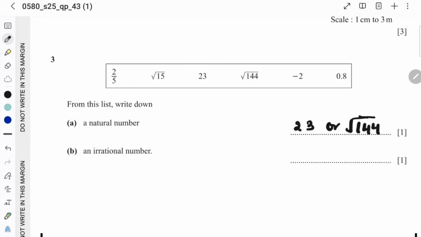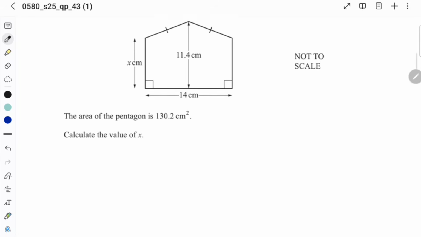Like square root 2 is an irrational number, square root 3 too, but square root 4 is not, and pi is also an irrational number. So here square root 15 is not a perfect square, so that's why it will not come out of the square root. So 15 is an irrational number. 1 mark questions they were.